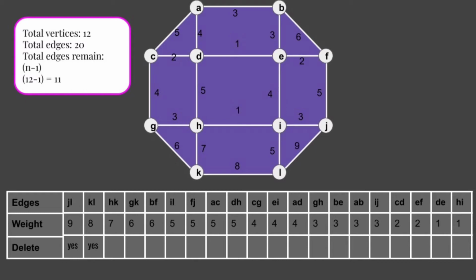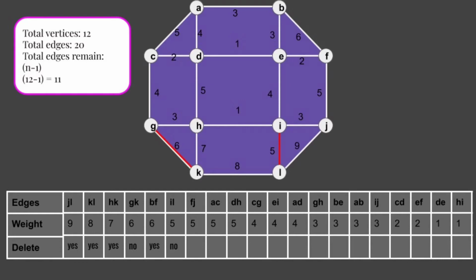This edge will also be removed because the graph won't be disconnected. The edge HK also can be deleted since it won't affect the graph. We can't delete this edge because K will be isolated vertex. The graph will still be connected even though the edge BF has been deleted. So, we are going to discard it.